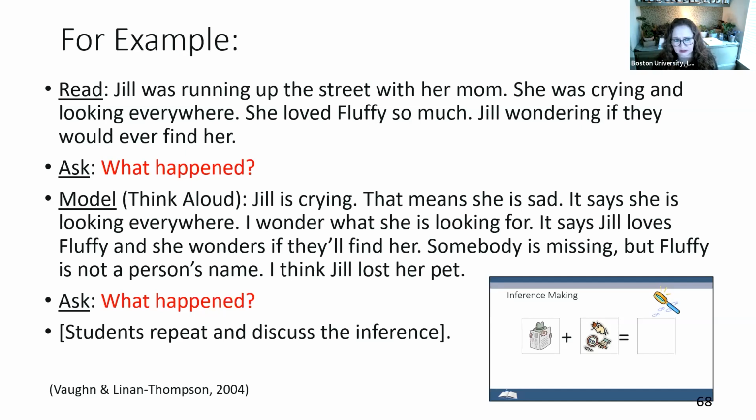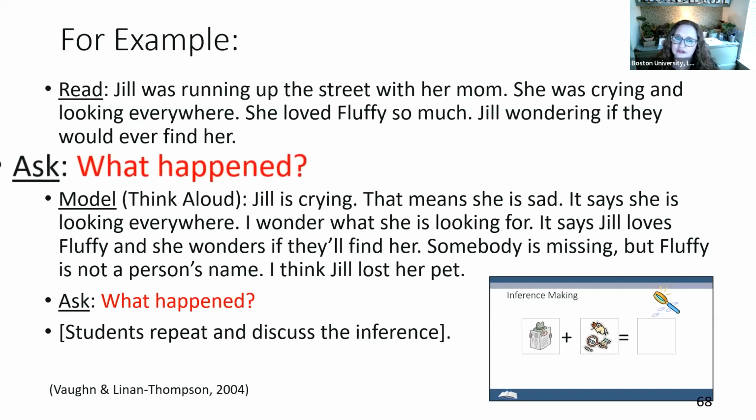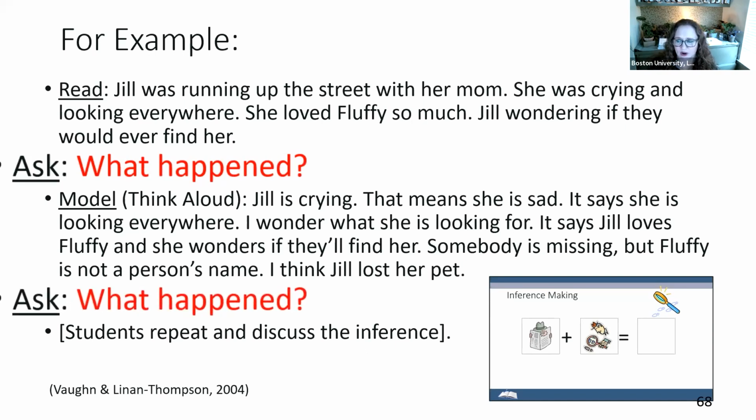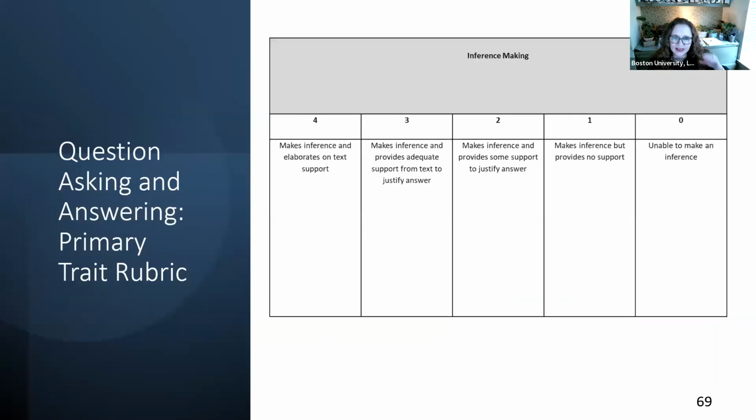Same, I would model, think aloud, and then ask kids too, what happened? So you could do it very, very explicitly, but you're taking it apart. The key for literature is to really ask about the what happened piece right there. With informational text, it's always asking for main idea and details, but you then add why. Why is this the main idea? And that is an inference.